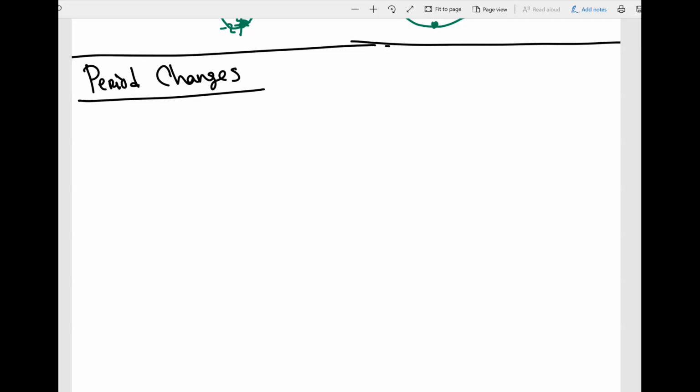So in the previous video, we talked about graphs that are affected when you have an amplitude change. Now we're going to look at period changes, in particular the b value.